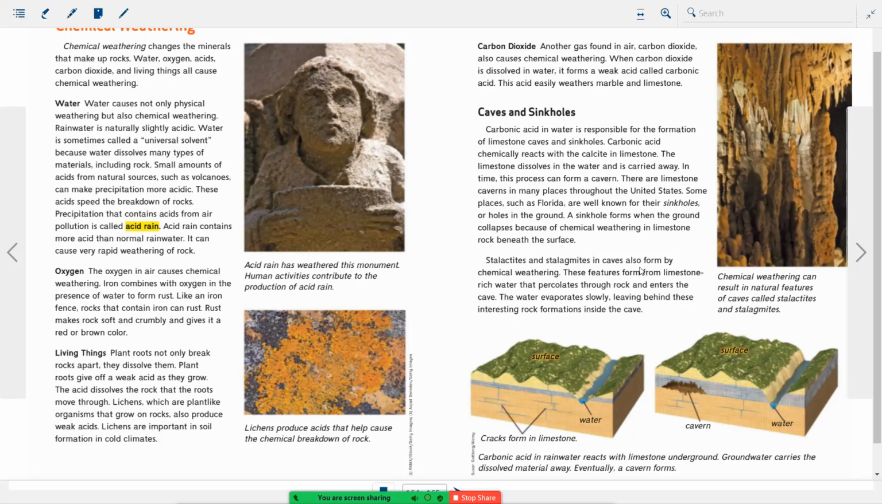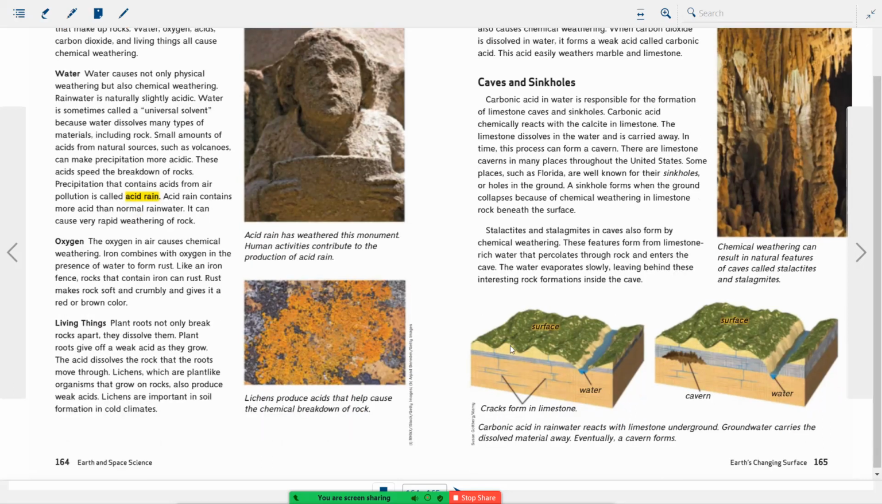Stalactites and stalagmites in caves also form by chemical weathering. These features form from limestone-rich water that percolates through the rock and enters the cave. The water evaporates slowly, leaving behind these interesting rock formations inside the cave. Chemical weathering can result in natural features of caves called stalactites and stalagmites.